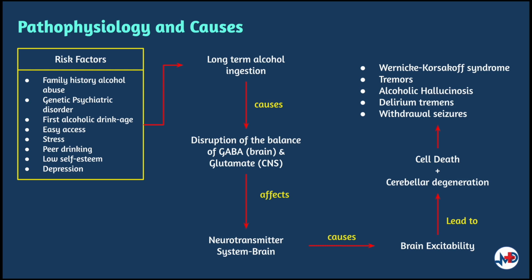There may be a family history, such as family history of alcohol misuse. Genetic psychiatric disorders such as schizophrenia and bipolar are associated with alcoholism as well. The presence of both a serious, persistent mental illness and alcoholism is called dual diagnosis. Other than that, we could also consider other factors such as easy access.